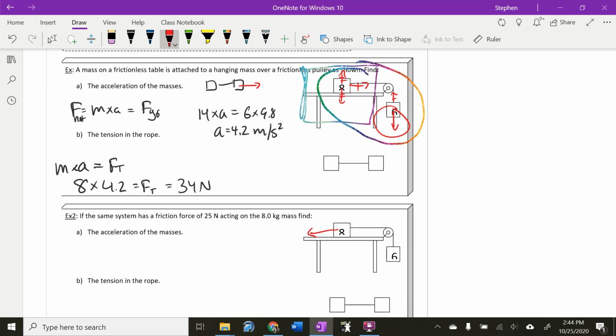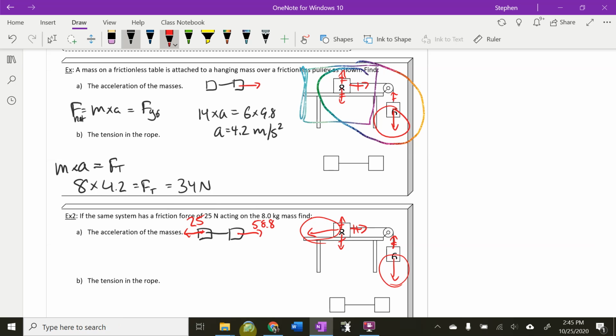Now, what about if the same system had a friction force of 25 newtons acting on this 8 kilogram mass? Again, there are gravitational and normal forces that cancel out. There are tension forces which cancel out, but now there are two forces remaining that are going to affect acceleration. So if we redraw this, this force here is 25 to the left. Then we have our other block, and over here we have this force which we've already determined was 58.8.